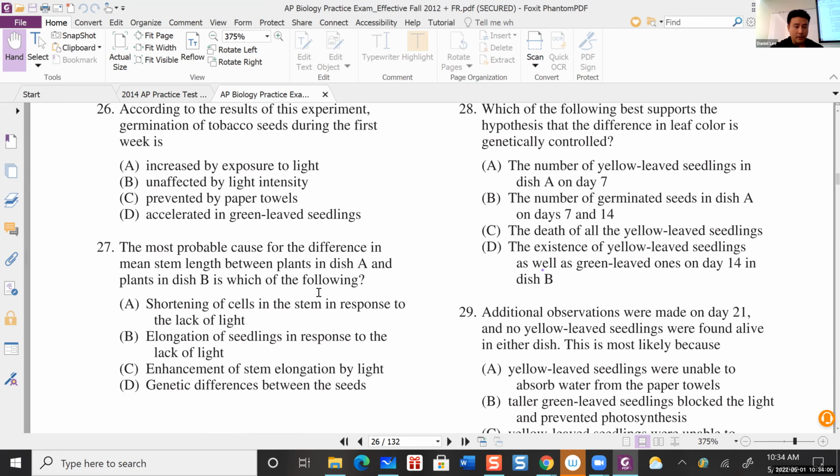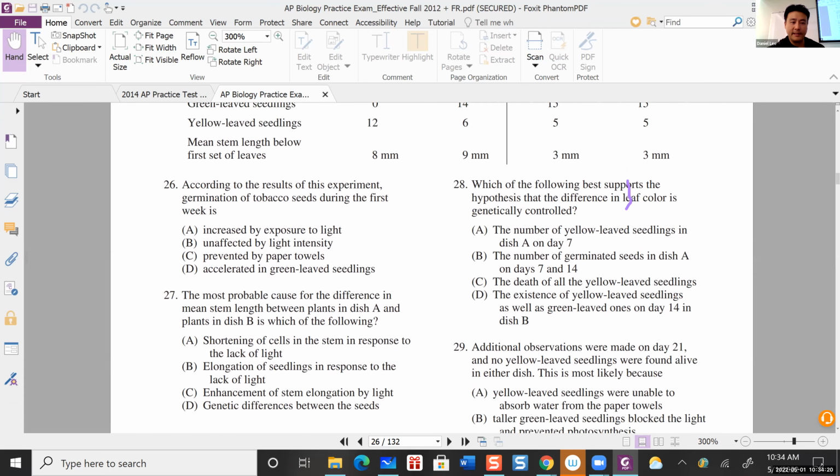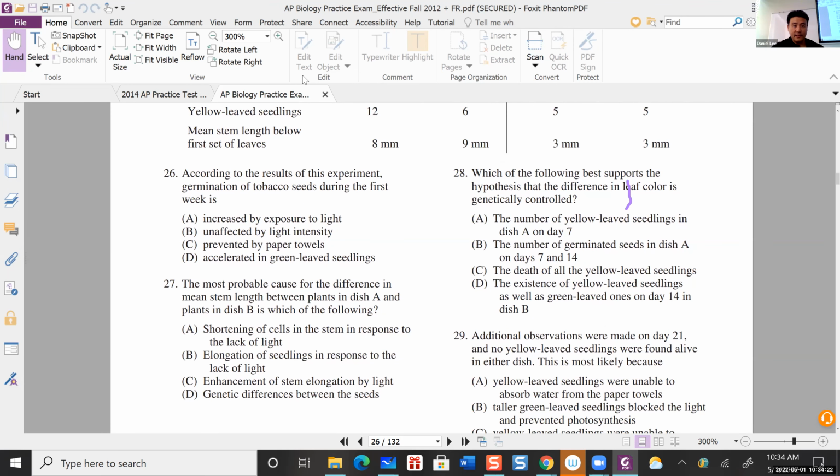I have this unstable internet sometimes. Okay, the most probable cause for the difference in the mean stem length between plant dish A and dish B is which of the following, right? Okay, so again, this one has to do with, that would be this one, yeah? The 8 millimeter versus the 3, okay? So what is the most likely cause for the difference in the stem?